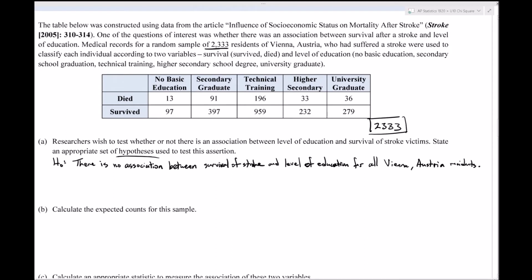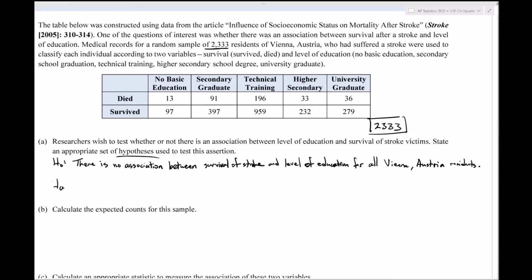Okay, so that's the null hypothesis. Several things here. The null: no association. They are independent. So another way that we could have written this is that these two variables for all Vienna, Austria residents are independent. That one I personally don't like the way it flows. I'd rather say there is no association between variable 1 and variable 2 for the population, whatever it is.